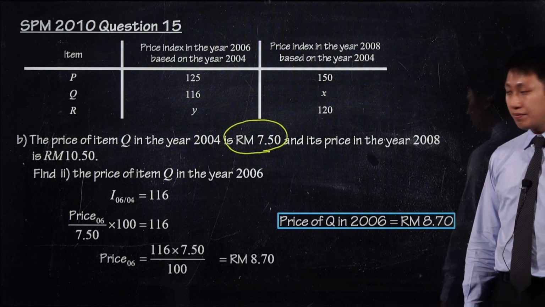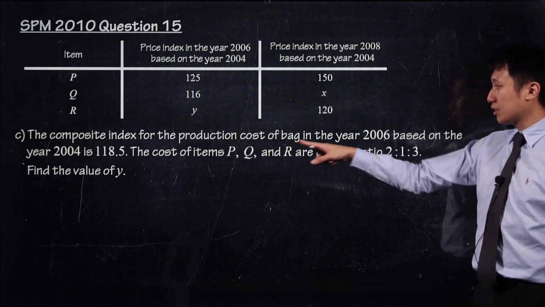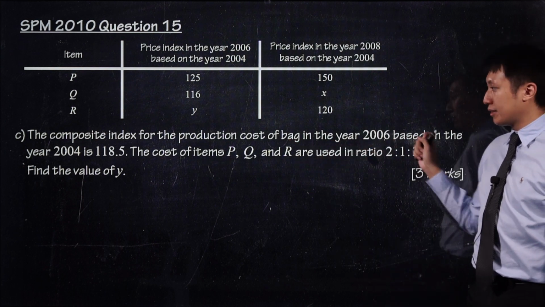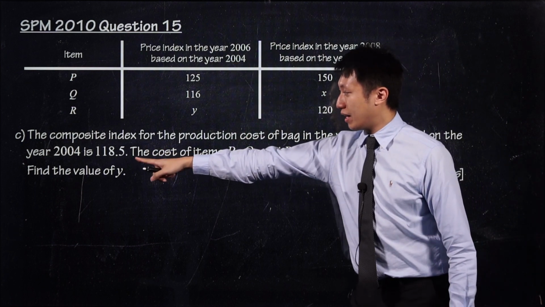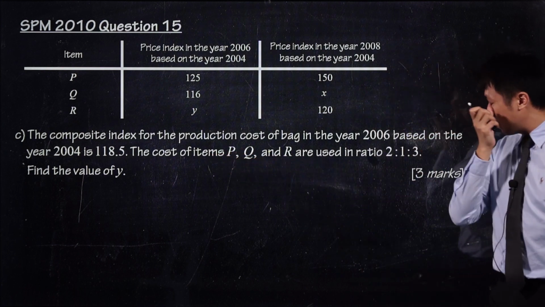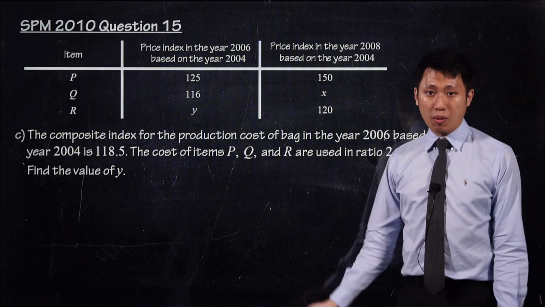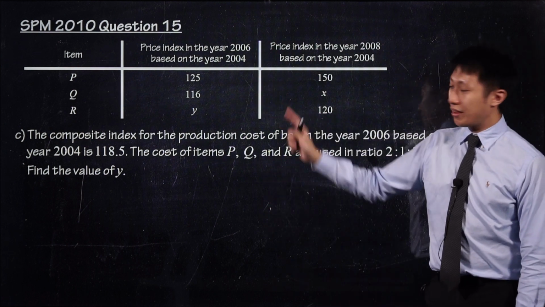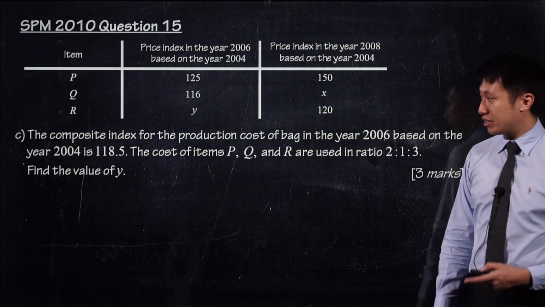All right, next one. The composite index for the production cost of a bag in 2006 based on 2004 is 118.5. The costs of items P, Q, R are used in the ratio 2:1:3. Find the value of Y. 2:1:3, what does it mean? It means weightage.